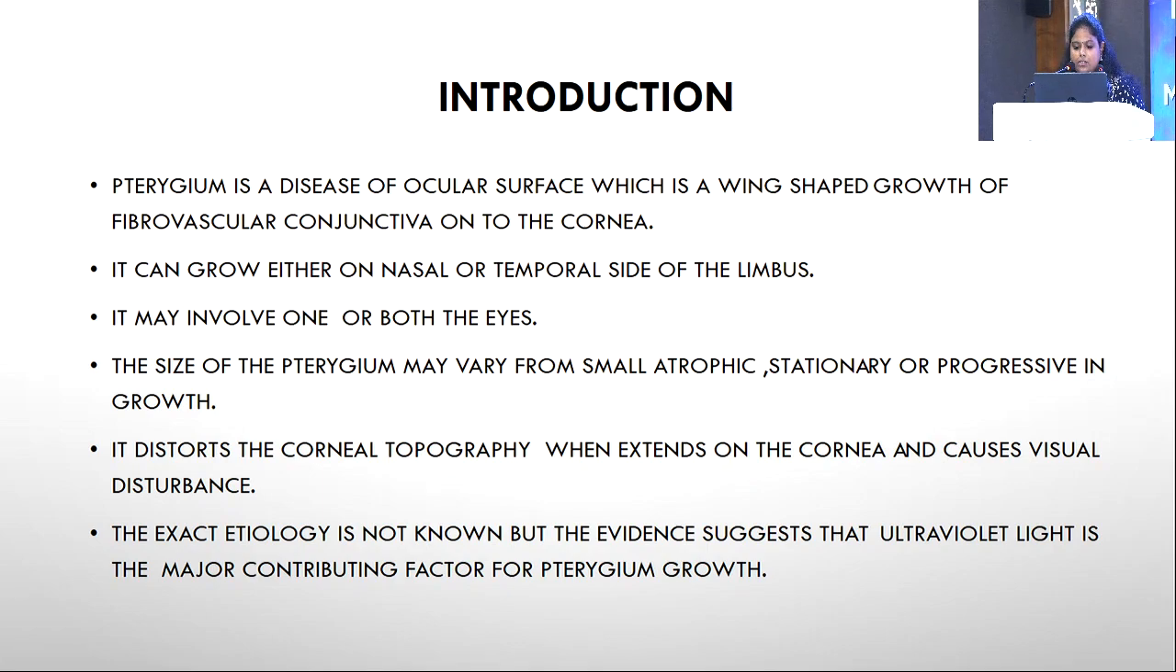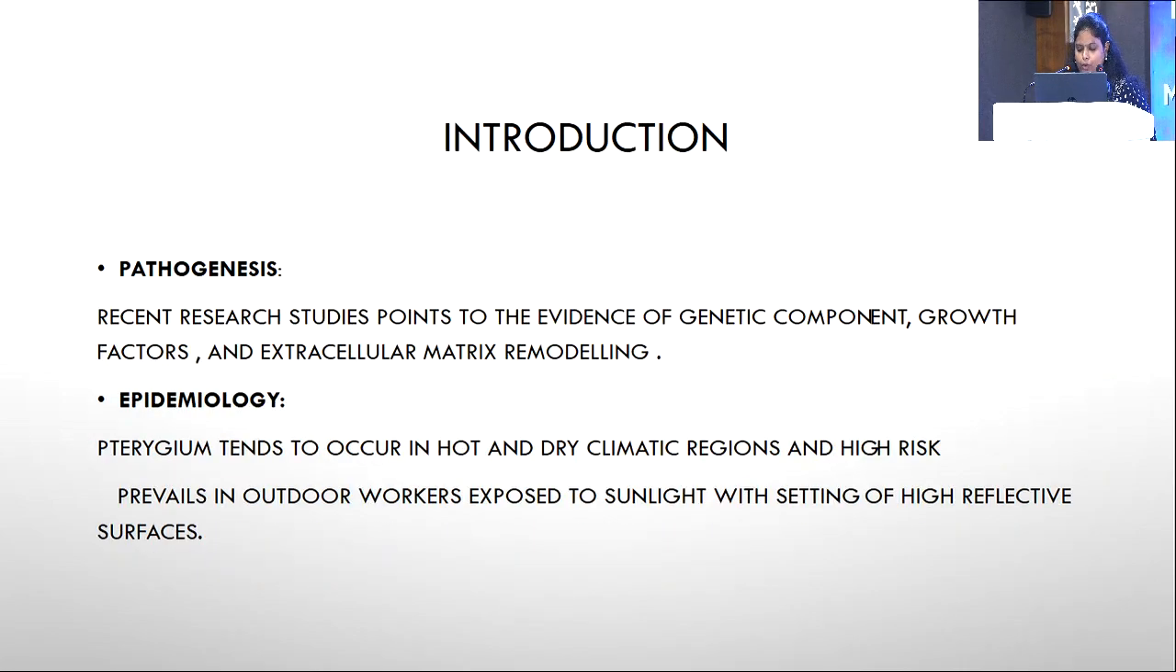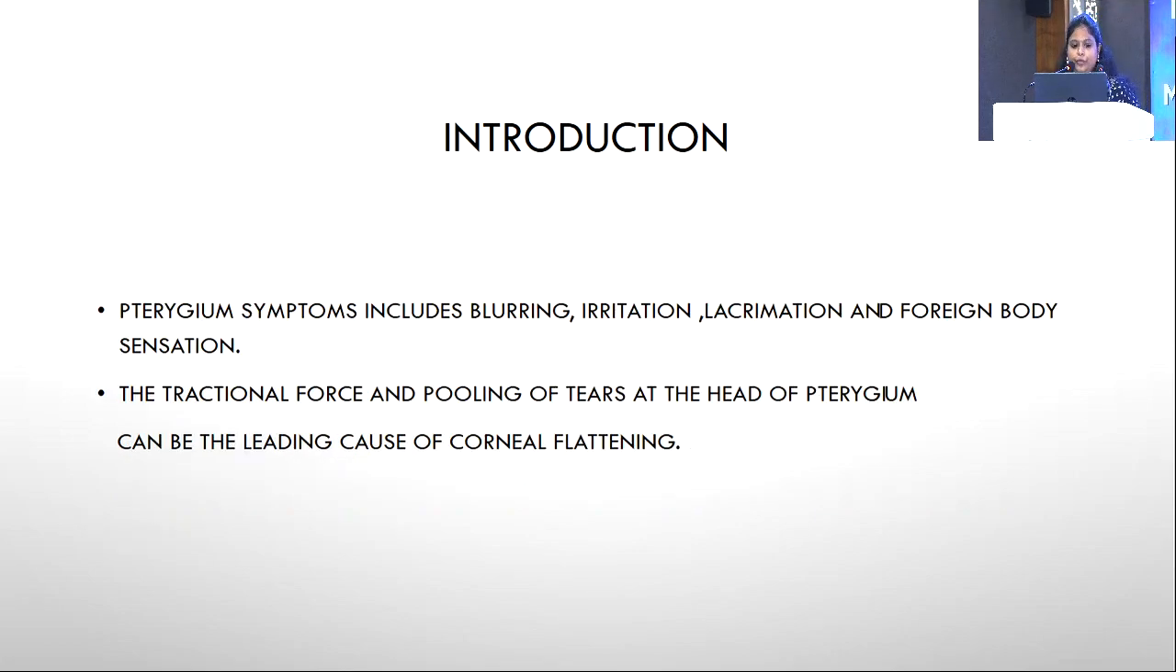The exact etiology is not known, but the evidence suggests that ultraviolet rays are the major contributing factor for pterygium growth. Pathogenesis: recent research studies point to evidence of a genetic component, growth factors and extracellular matrix remodeling. Pterygium tends to occur in hot and dry climatic conditions, and high risk prevails in outdoor workers exposed to sunlight with a setting of highly reflective surfaces. Symptoms include blurring, irritation, lacrimation and foreign body sensation. The tractional force and the pooling of tears at the head of the pterygium can be a leading cause of corneal flattening.